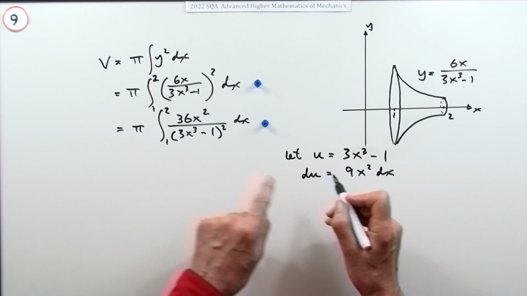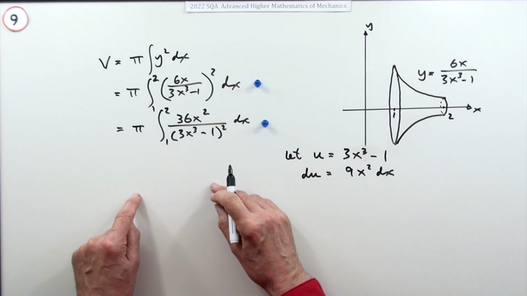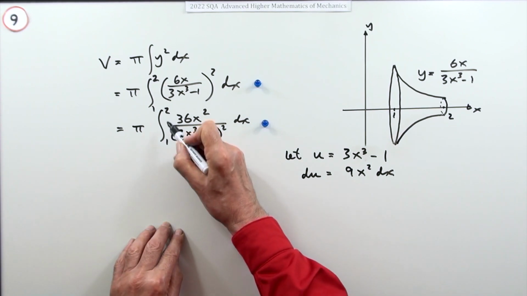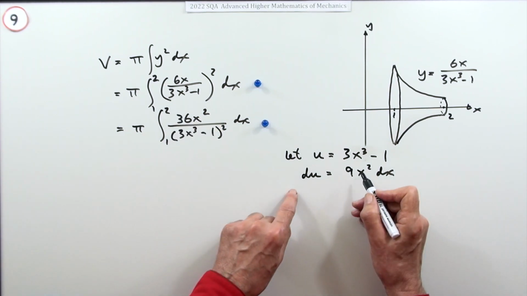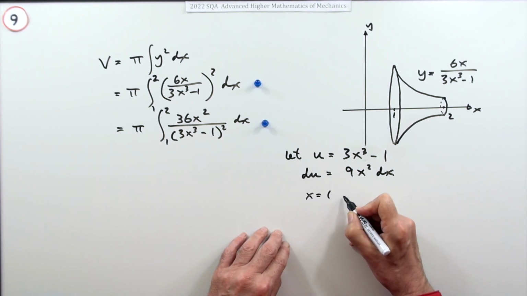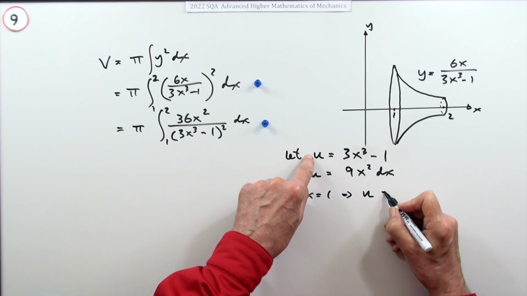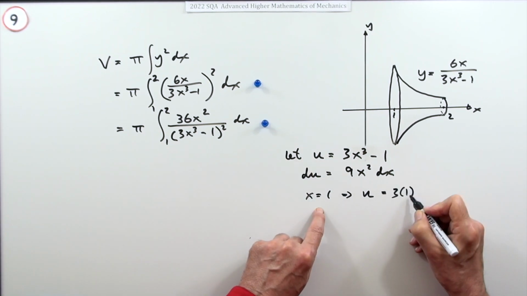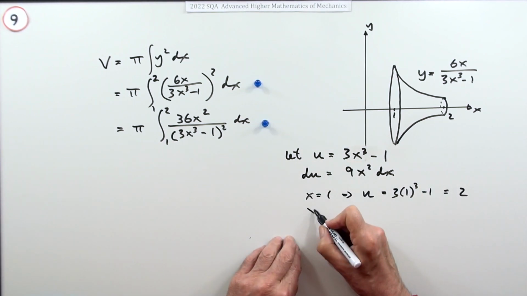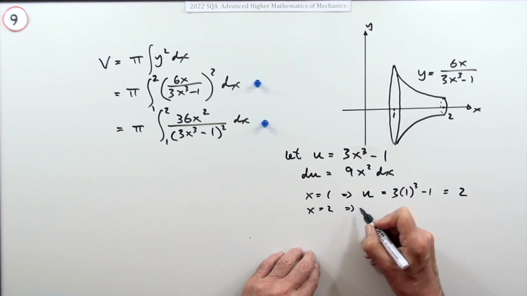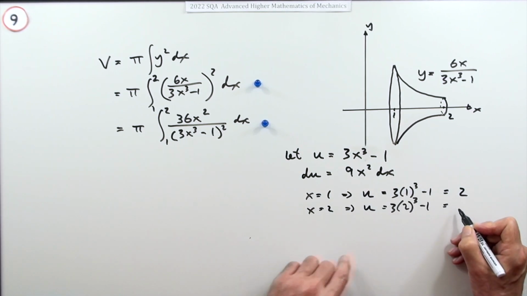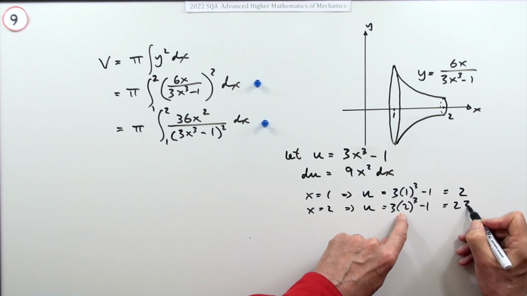Now, you could do the substitution, integrate it, and then change it back into x's if you wanted to still use the 1 and the 2. But if you're going to this trouble to change it, why not change the limits as well? So when x is 1, that means that u will be 3 times 1 cubed minus 1. Well, that's 3 minus 1, which is 2. And when x is 2, that means that u will be 3 times 2 cubed minus 1, which is 3 8s are 24, so 23.